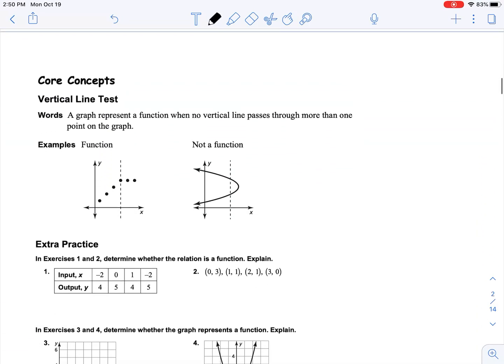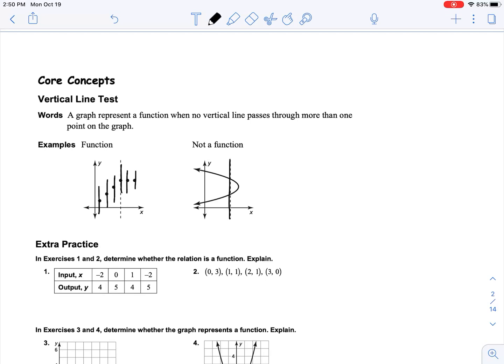Okay, now we have a test to determine if something is a function or not, or if a graph is a function. It's that vertical line test. I kind of highlighted it on the previous page, okay? This one is a function because no matter where I draw my vertical line, I'm only going to go through one x at a time. Excuse me, one point at a time.